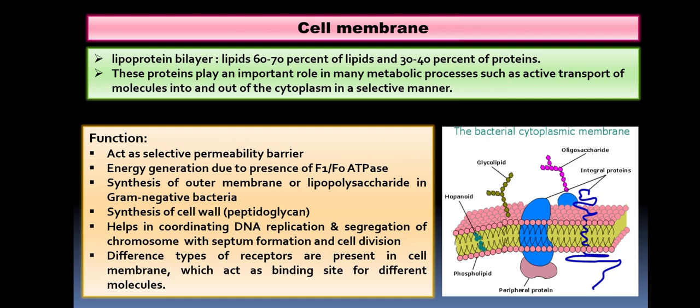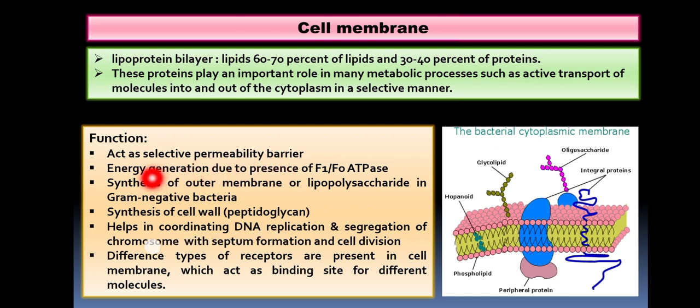Next, the lipids. Lipids are amphiphilic molecules, having a head and a tail. The head is hydrophilic in nature and consists of glycerol, and the tail is hydrophobic in nature and consists of fatty acid. Next, the functions of the bacterial cell membrane. We have already discussed that it selectively allows the transport of different molecules, so it acts as a selective permeability barrier.